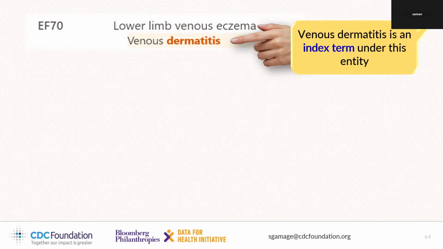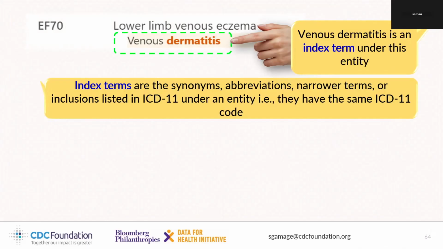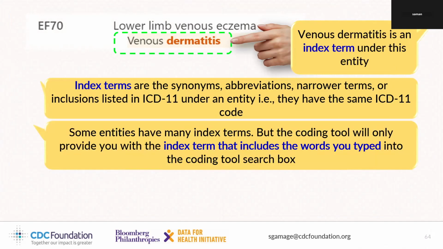Venous dermatitis is an index term under this entity, lower limb venous eczema. Index terms are the synonyms, abbreviations, narrower terms, or inclusions listed in ICD-11 under an entity. That is, they have the same ICD-11 code. Index terms share the same ICD-11 code as the entity title.